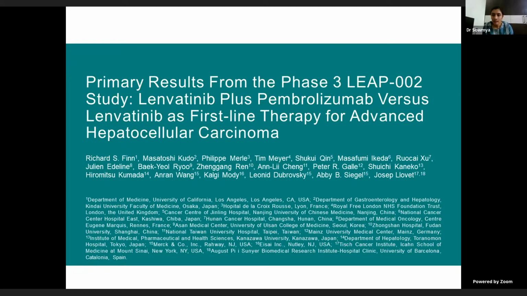This is another ongoing trial, the LEAP 002 study, which studied the effectiveness of lenvatinib with pembrolizumab versus lenvatinib alone as a first-line therapy for advanced HCC. And this study concluded that the combination of lenvatinib plus pembrolizumab is not superior to lenvatinib alone as a first-line therapy.